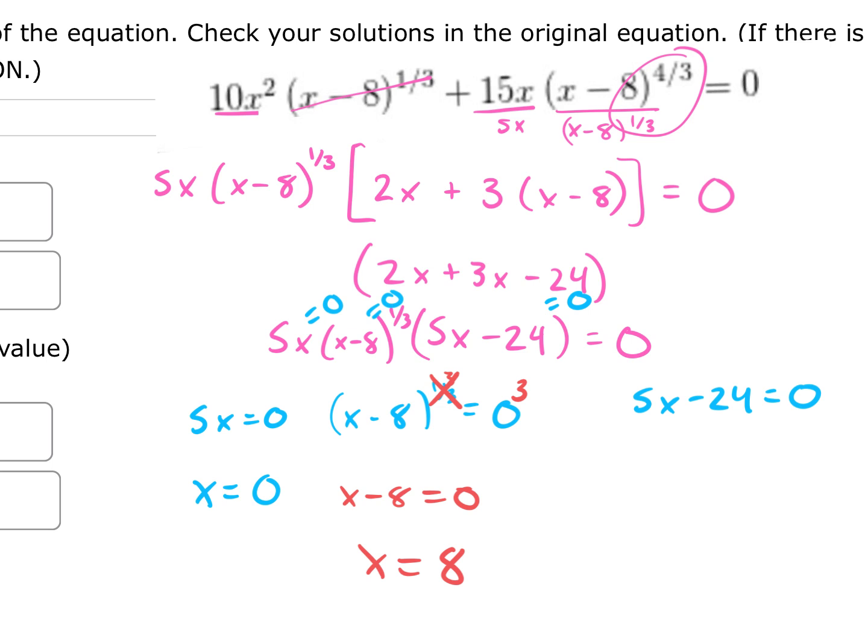And then same thing with the last one, we're going to add 24 to both sides and divide by 5, so x is equal to 24 over 5. So these would be our 3 answers.